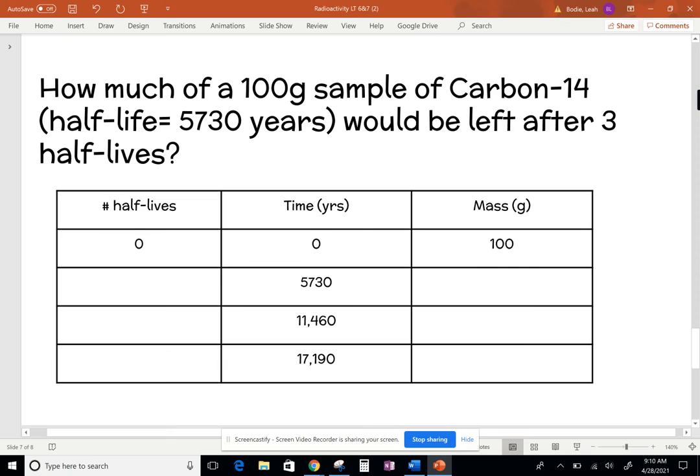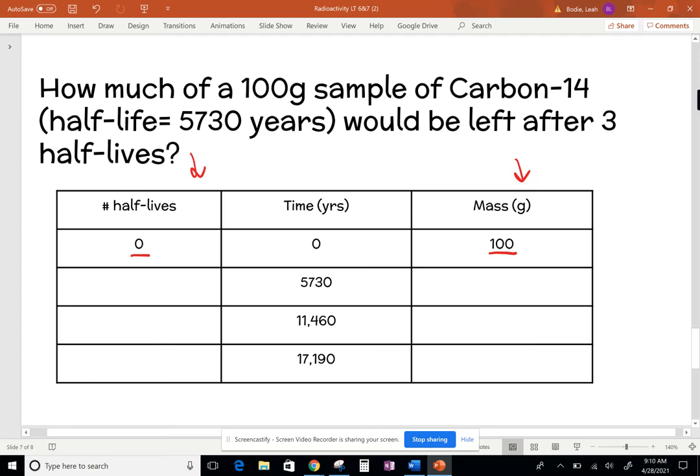So now let's take a look at this example here. We are going to fill in our number of half-lives and the mass. The problem tells us: how much of a 100-gram sample of carbon-14, which has a half-life of 5,730 years, will be left after 3 half-lives? So we can see no time has occurred, so we're starting with 0 half-lives, and our starting amount of carbon-14 is going to be 100 grams.